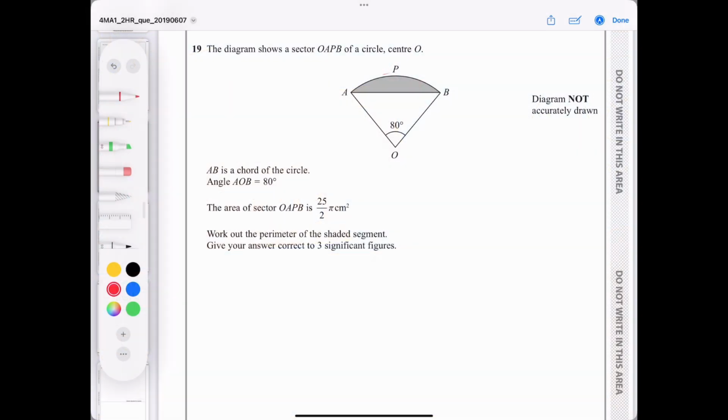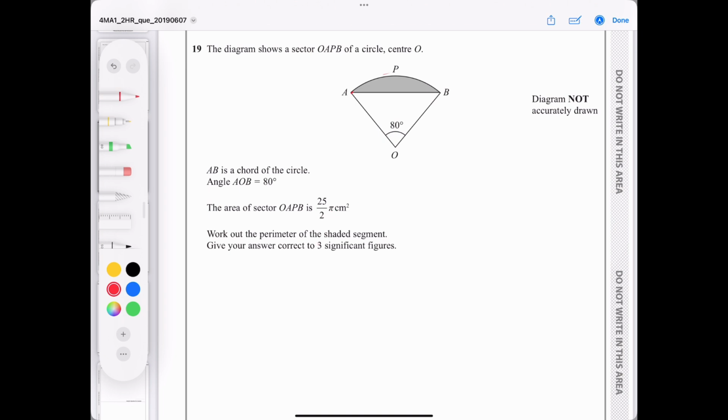June 2019's paper. Now we're on question 19. It says AB is the chord of a circle, so that's that bit running across, and angle AOB is 80 degrees. The area of sector OAB is 25 over 2 pi centimeters squared.